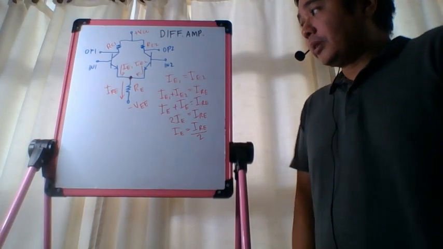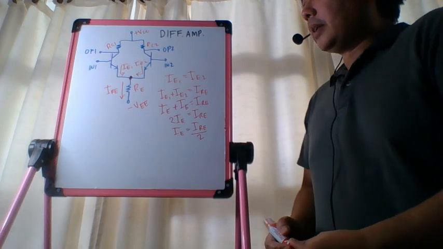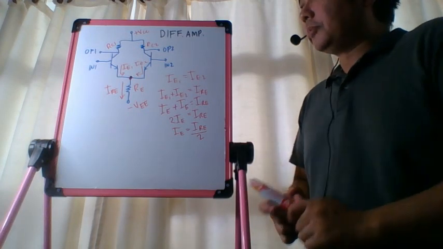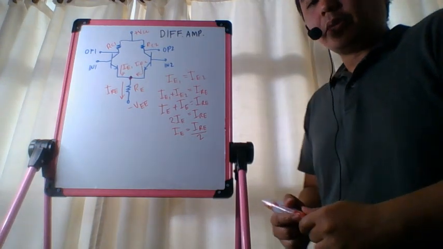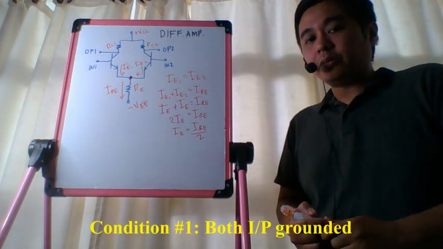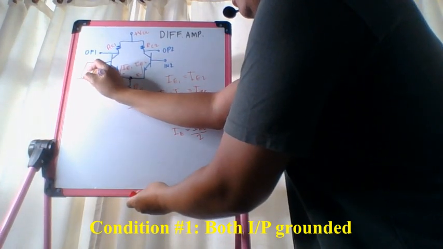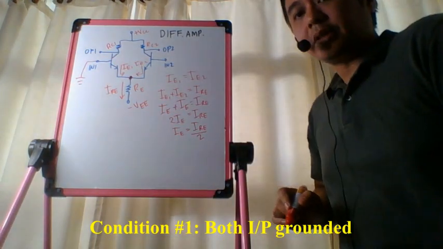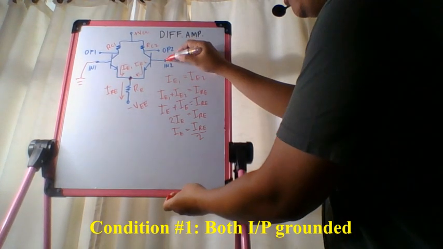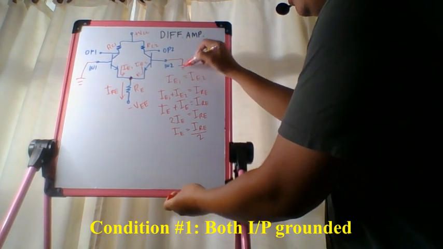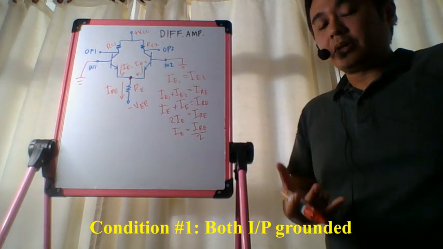In order for us to understand how a differential amplifier operates, kinakailangan natin lagyan ng input yung ating input number 1 and yung ating input number 2. So we have two conditions. So the first one would be input number 1 is grounded or directly connected to the ground or zero potential. Input number 2 is also grounded or connected directly to the ground.